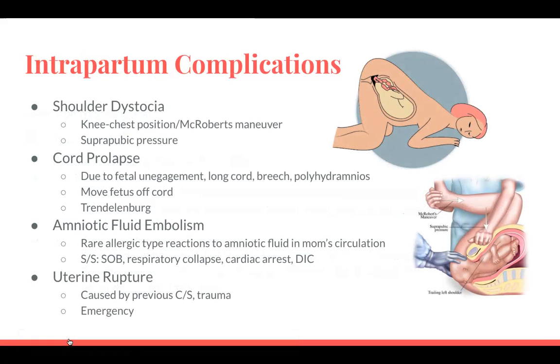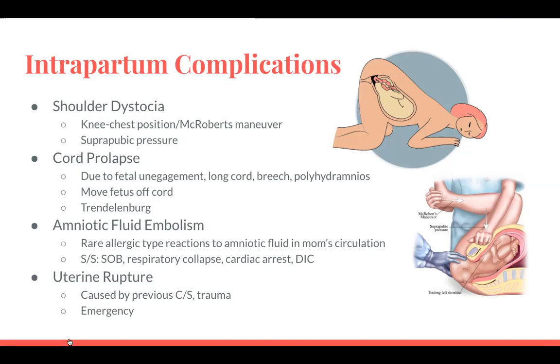Cord prolapse, due to fetal unengagement, can happen with a long cord if they're breech, or if there's too much fluid pressing on that cord. So you're going to want to move the fetus off the cord. I think Stephanie might have talked about literally lifting the baby's head off the cord, and then the Trendelenburg position.